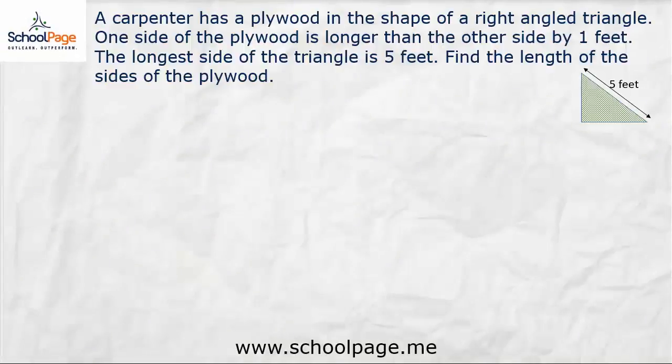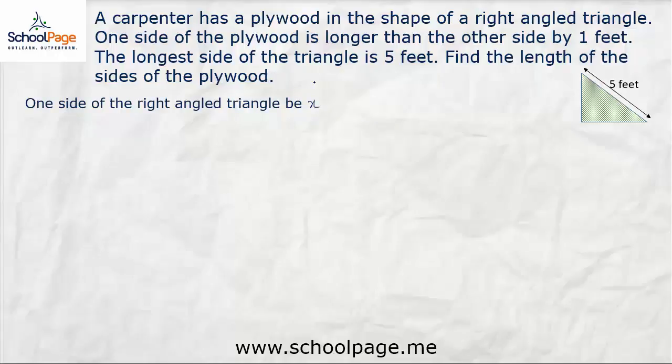Let us now take a real life example where a carpenter has a plywood in the shape of a right angled triangle. One side of the plywood is longer than the other side by 1 foot. The longest side of the triangle is 5 feet. We have to find the length of the sides of the plywood. Now let us first assume that one side of the right angled triangle is x. Then the other side will be x + 1 because it is given to us that one side of the plywood is longer than the other side by 1 foot.